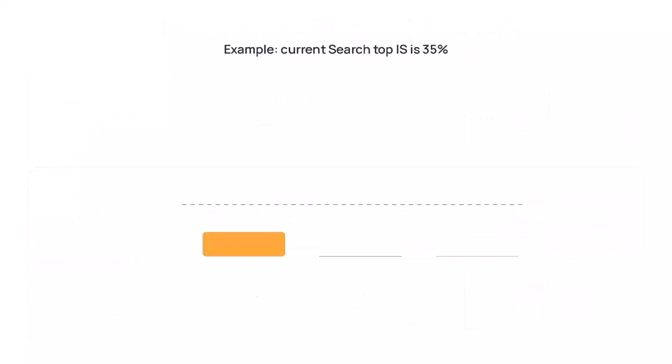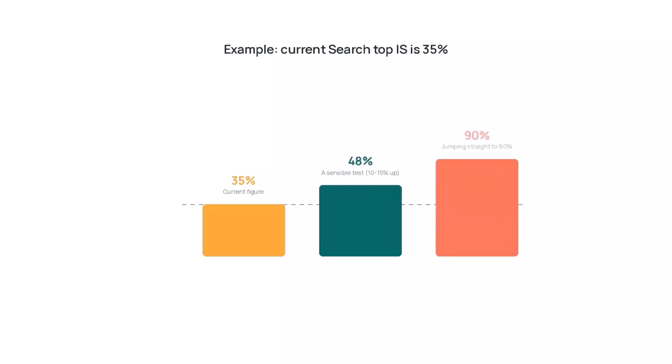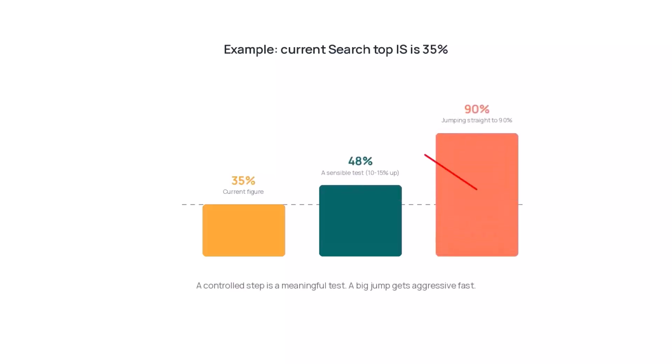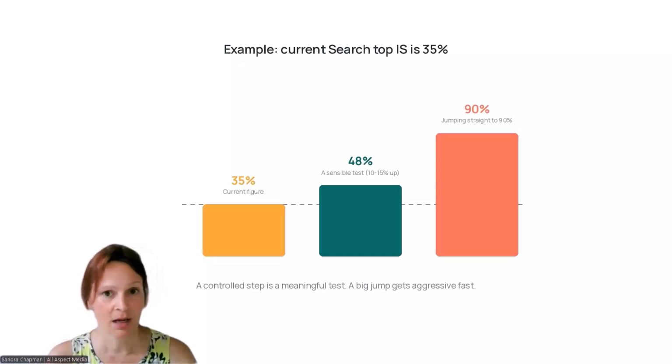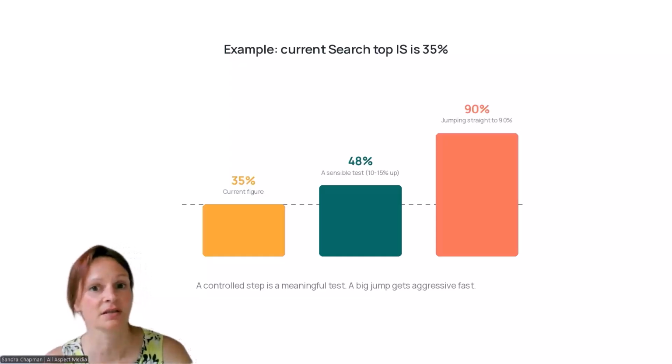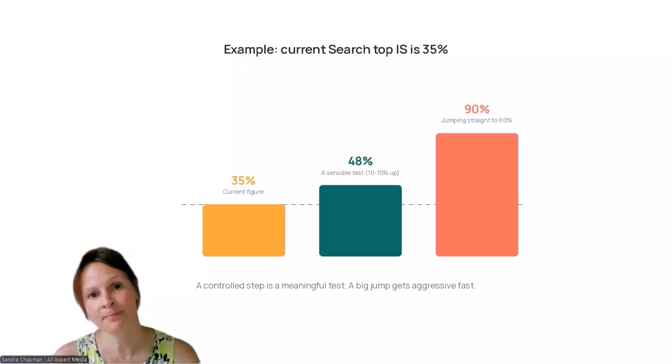If your current search top impression share is 35%, don't jump straight to 90%. That's basically telling Google to get much more aggressive in the auction, and your cost per click will soar and eat up your budget very quickly. A more sensible test might be a 10 to 15% increase. So in this instance, a target of 45 to 50% would be pretty sensible.